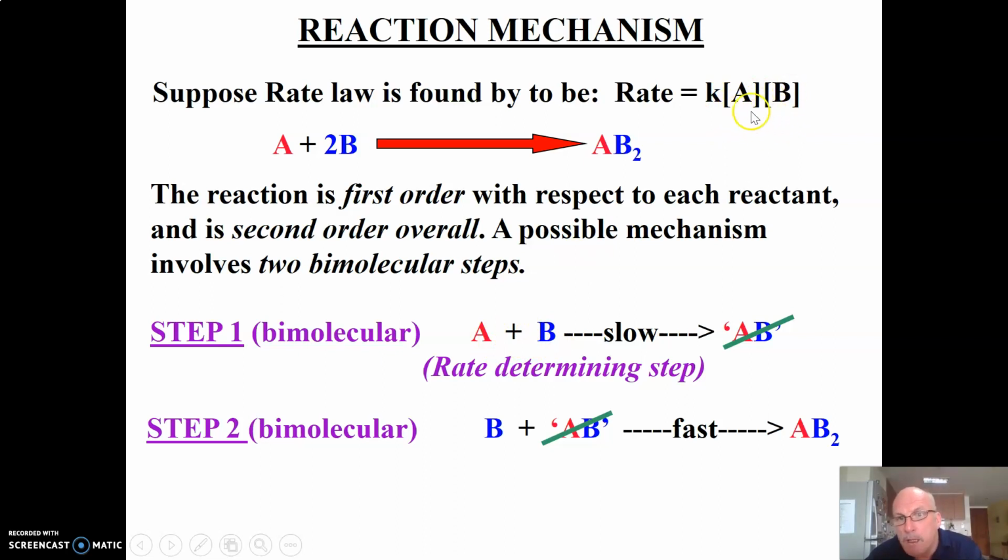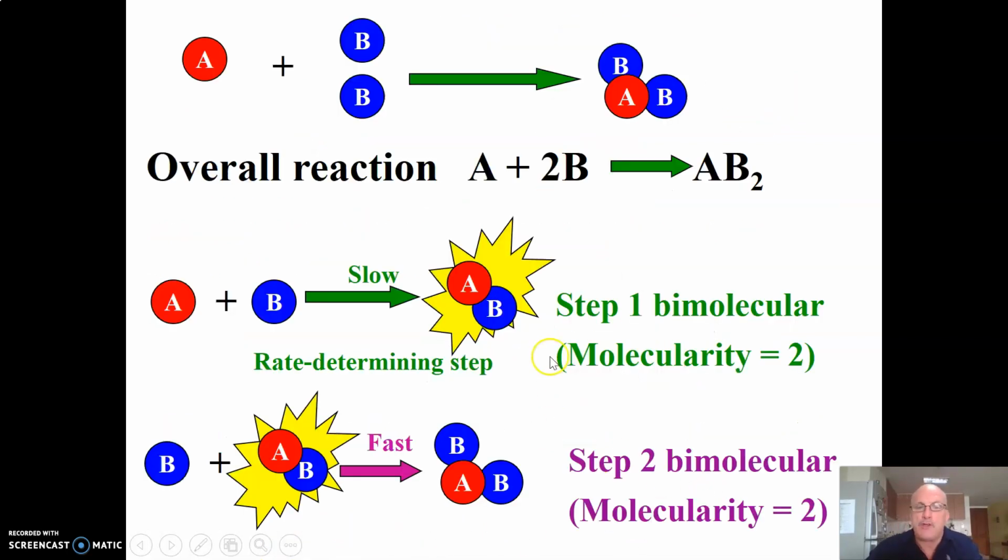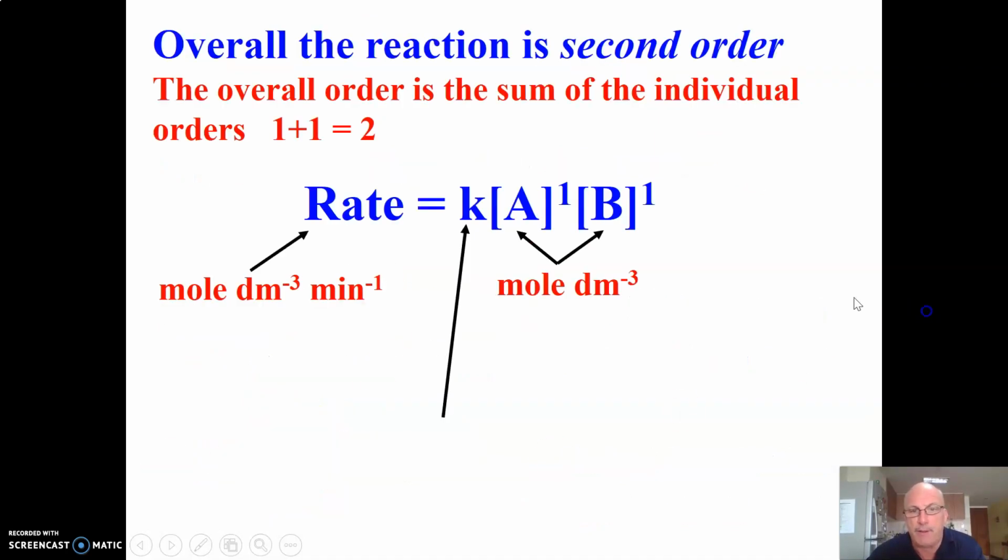There must be one particle of each involved in the RDS. Okay, and there is the overall equation. And I show it here pictorially. Here's the balanced equation. There's 1A and 1B in a slow RDS. Here's the intermediate. It then reacts with the second B to give the final product.